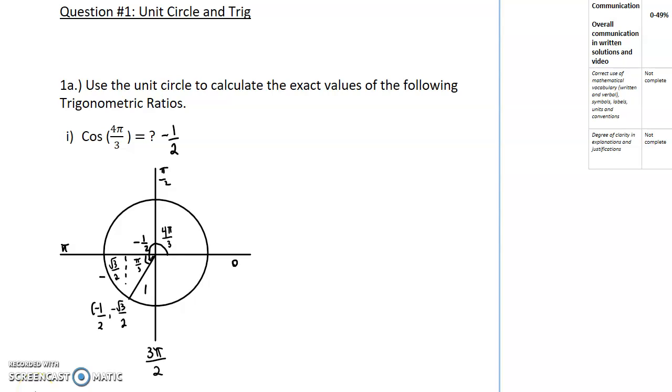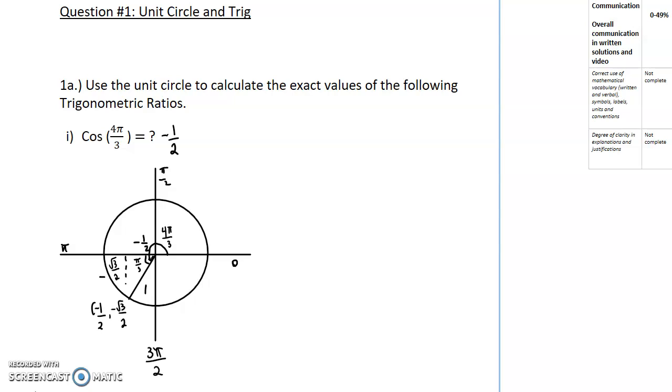First, construct the terminal arm for the angle at 4 pi over 3, then identify the coordinates of its POI with the unit circle by realizing the related acute angle is pi over 3, and that a special triangle can be constructed by drawing a vertical line to the x-axis. Coordinates of the POI are -1 over 2 and -√3 over 2.